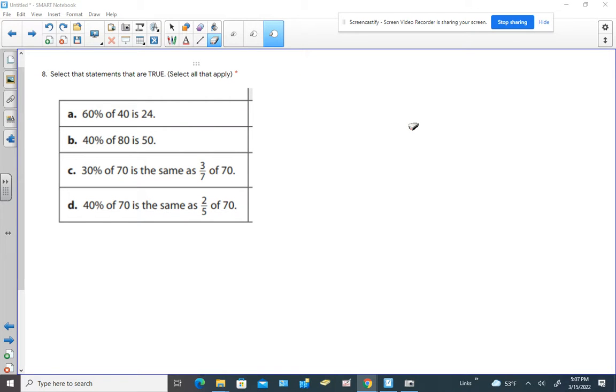It says select the statements that are true, and we have to select all that apply. Let's look at choice A first. It says 60% of 40 is 24. So how about we try to write an equation and see if we do the computation, if it's a true statement. Now, when we think of our favorite equivalent of 60%, 60% means 60 out of 100.